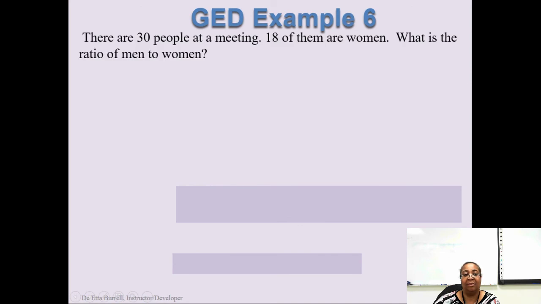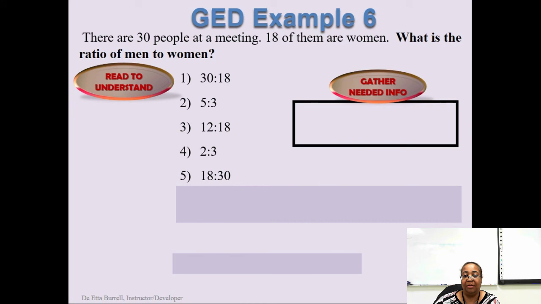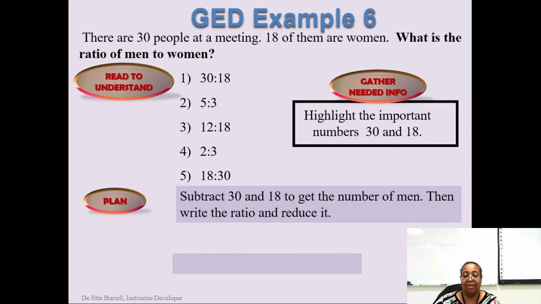Question 6 example. There are 30 people at a meeting, 18 of them are women. What is the ratio of men to women? Now, you know in this problem they didn't tell you how many men there were. So in your plan, you need to find out the number of men. So you gather up the information. There were 30 total people, 18 were women. And then your plan should be to take the 30 and subtract 18, find out how many men you have, and then set up your ratio.